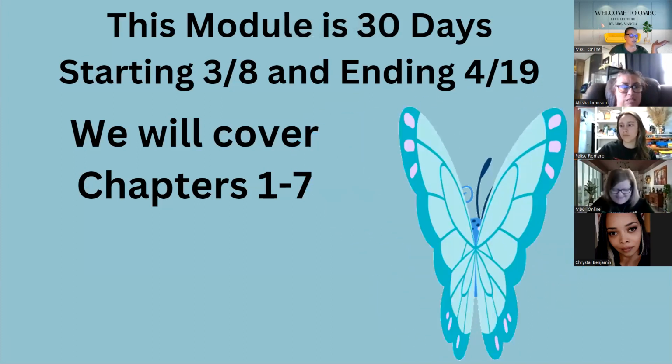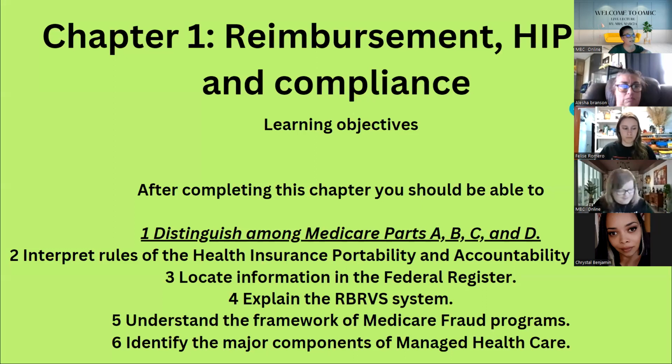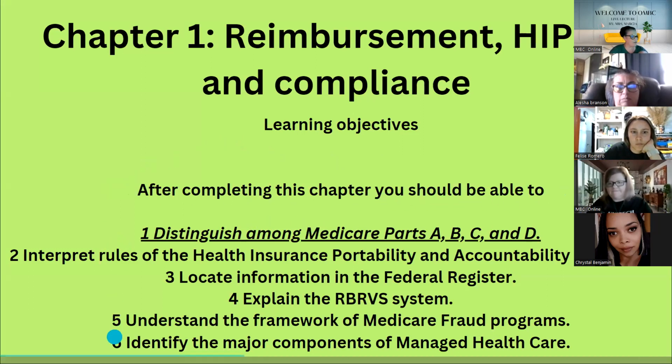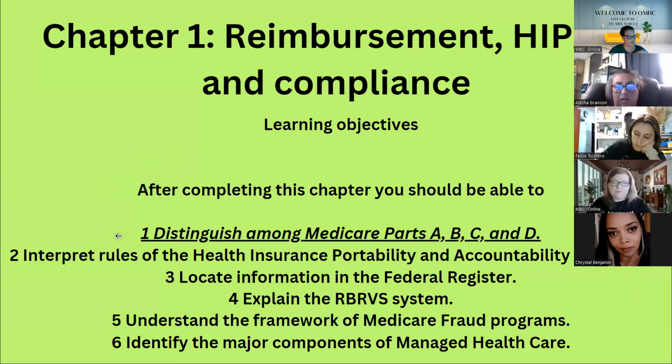And we're going to cover chapters 1 through 7. So your chapter 1 is going to be reimbursement, HIPAA, and compliance. Your learning objectives are found on the first page of your chapter. It says, after completing this chapter, you should be able to do all these things. Today we're only going to focus on Objective 1, distinguish among Medicare Parts A, B, C, and D.